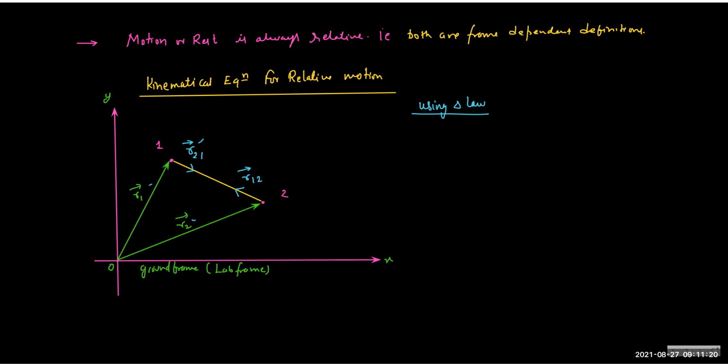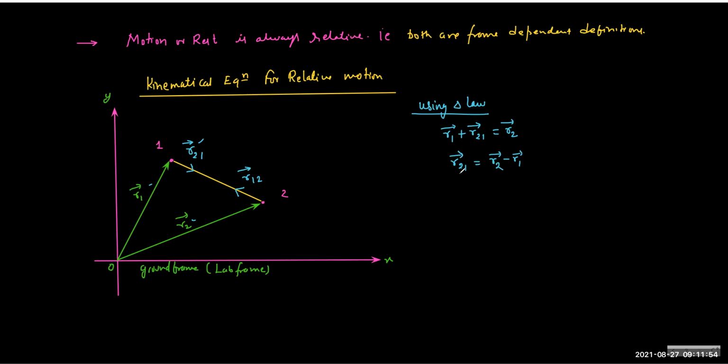R1 vector plus R21 vector is equal to R2. So we can say that R21 is R2 minus R1. That's obvious, that's easy, not difficult. So R1 plus R21 is R2, so we can say that R21 is R2 minus R1.